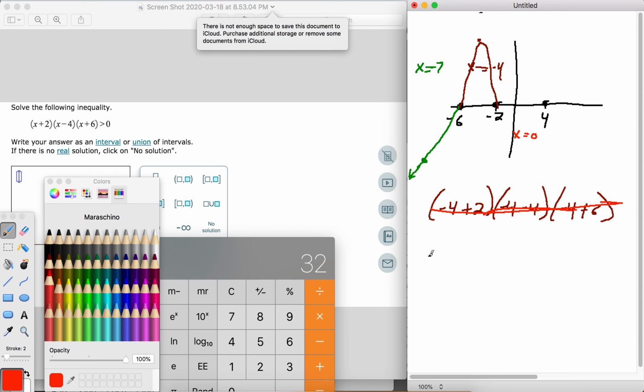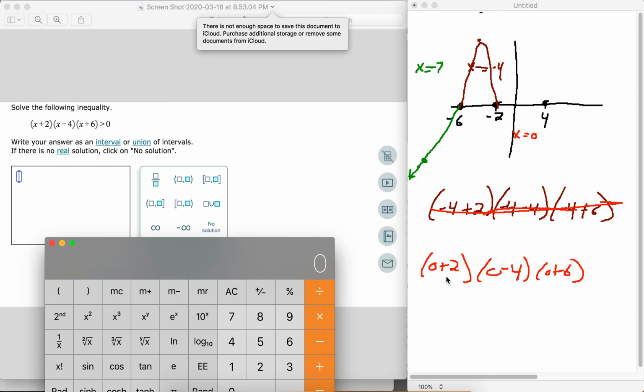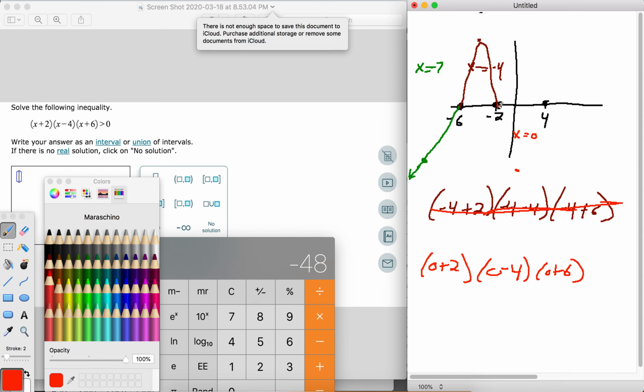Okay, we're done with that one. So we get 0 plus 2, 0 minus 4, 0 plus 6, so that's 2 times negative 4 times 6. So we'd be at negative 48. So indeed it does dip below, goes down to negative 48, comes back up to 4, and then you want to check a number to the right of 4. It doesn't have to be slightly to the right, it could be really far to the right. Just check any number to the right of 4.